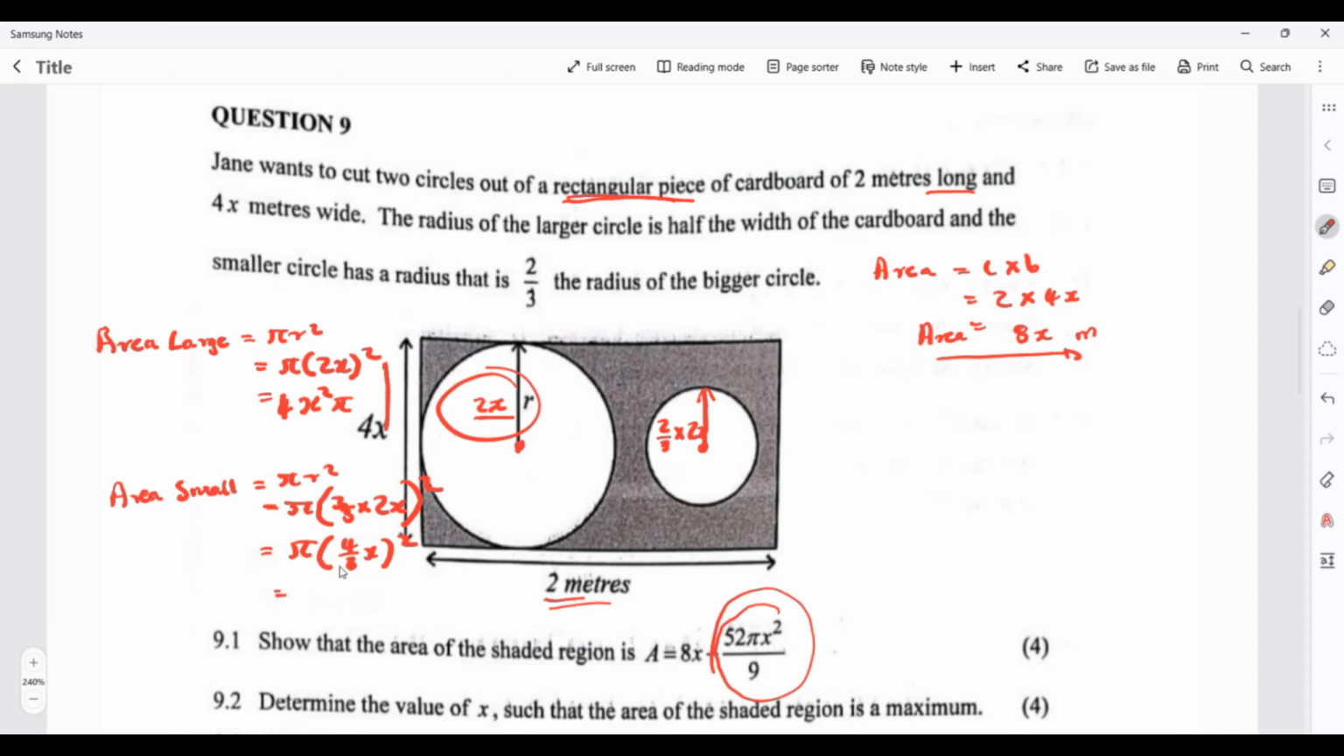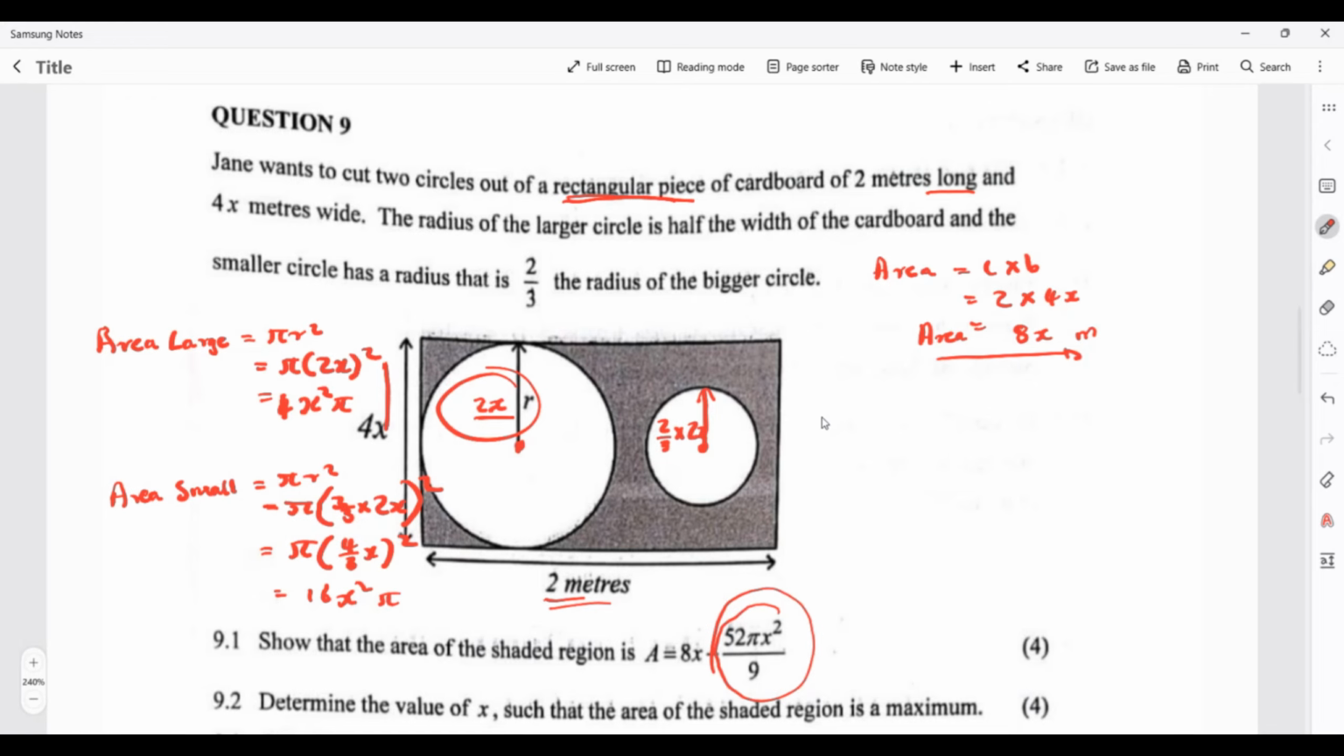Because I want to do this part by part: 4 over 3 squared gives me 16 over 9. So that's 16 over 9 x squared pi, 16 x squared and pi over there. So now we are fine. We have the areas of everything.